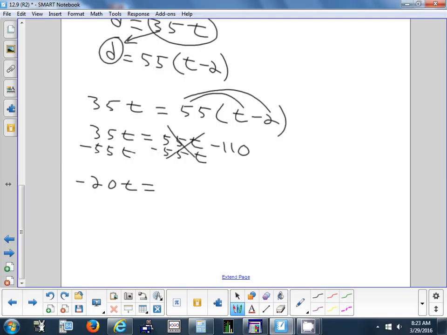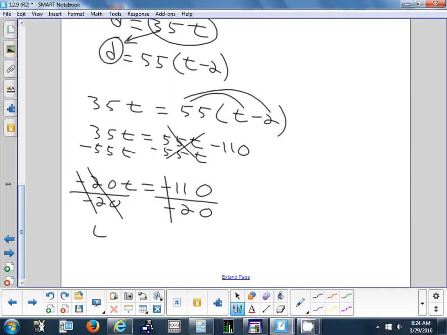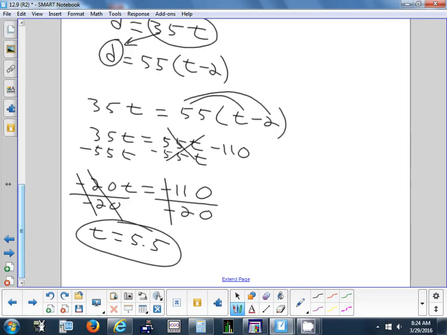T equals negative 110. And what's my last step to finally find the time? Divide by negative 20 on the side. Yep, divide both sides by negative 20. On the right side, what's a negative divided by a negative? That's gone, positive. And let's just use our calculator. 110 divided by 20. 5.5. Okay, that's our time. So now let's go back up and see what the question was asking. Okay, we have a time of 5.5 hours.